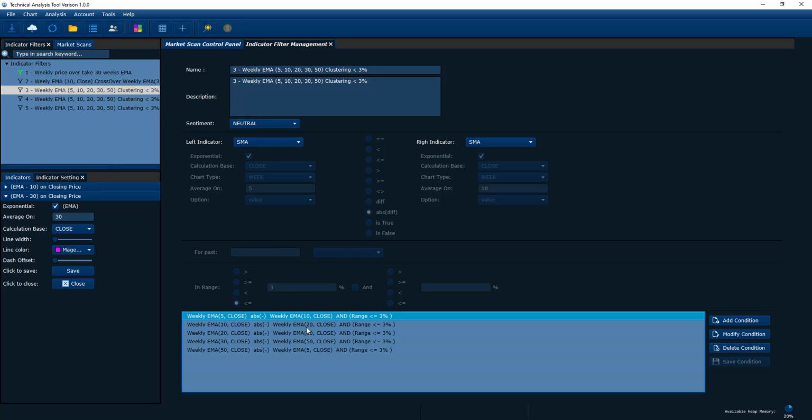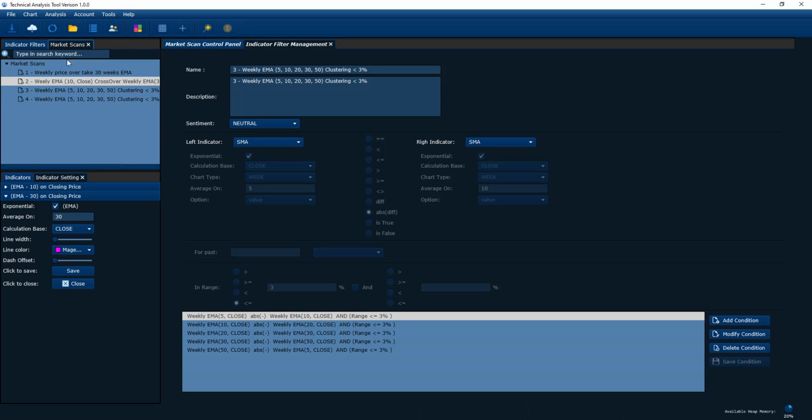is this indicator, we call it moving EMA 5 weeks, 10 weeks, 20 weeks, 30 weeks, 50 weeks clustering, and they have just less than 3%. So basically what this describes is to help you find all the stocks which have their moving average lines clustering together inside a 3% range. What it really means is, let me just quickly open a chart for you.